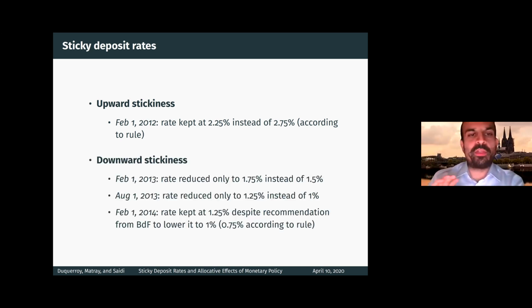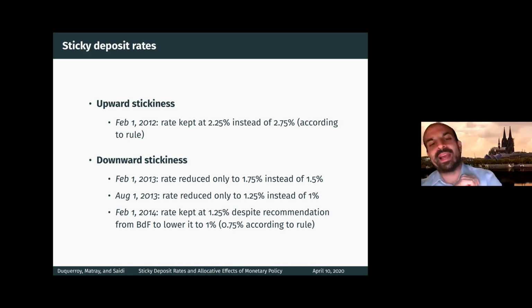This was followed by 3 instances of downward stickiness. The then Minister of the Economy, Pierre Moscovici, on February 1st, 2013, reduced the rate only to 1.75%, although the rule implied 1.5%. Half a year later, the rate was reduced to 1.25% instead of 1%. And the highlight is on February 1st, 2014, the rate was actually kept at 1.25%, despite the recommendation of the Banque de France to lower it to 1%, when the rule actually implied it should go down to 0.75%.